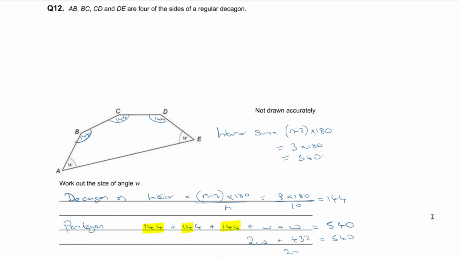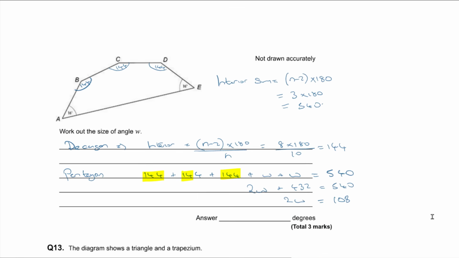So then 2W is equal to 540, take away 432. That's 108. Okay, and then so W is going to be 108 divided by 2, because there's 2 of them, isn't it? So that's 54. So each one is going to be 54.